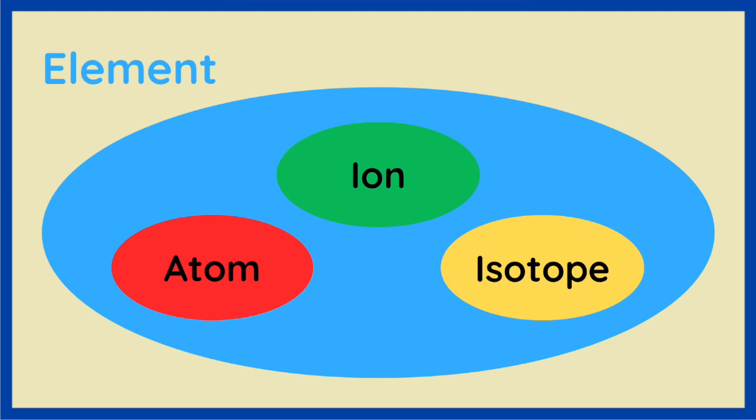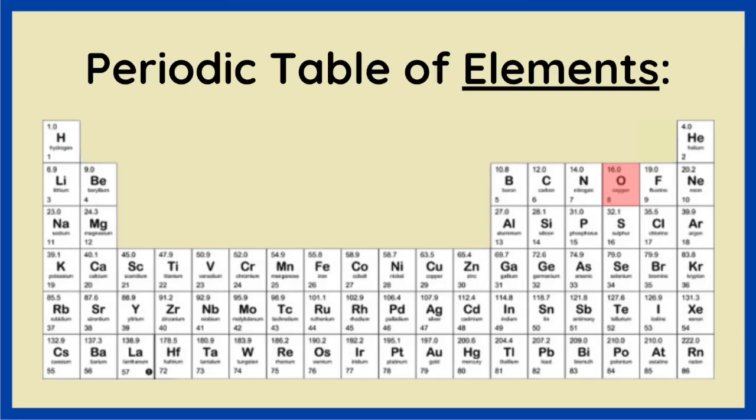An element is defined and distinguished by its number of protons. Atoms, ions, and isotopes are all different versions of the same element. And here's what I mean by that.